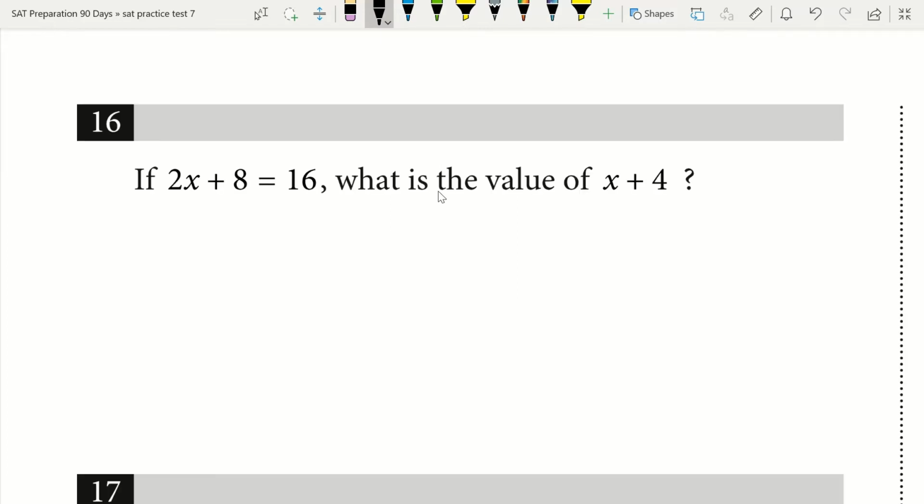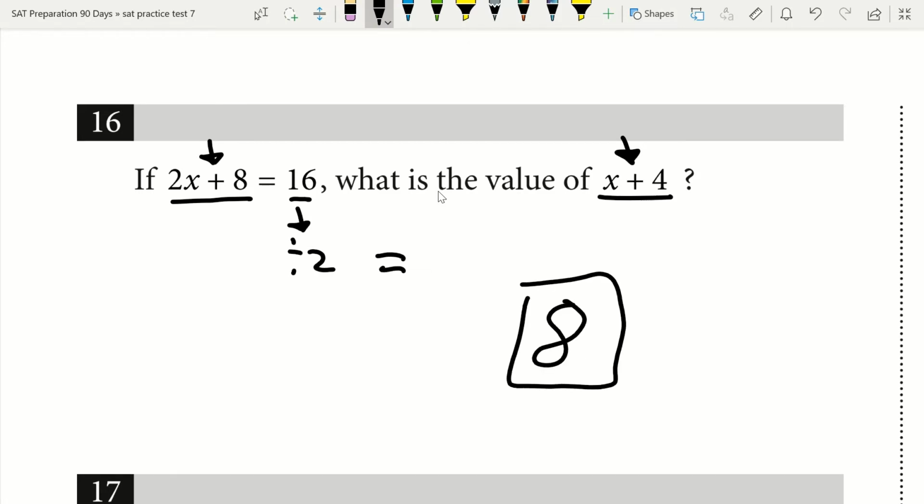Alright, so I've got an SAT math trick for you, and I'm going to show you using two different problems today from SAT Practice Test 7. If we take a look at question 16, it says if 2x plus 8 equals 16, what's the value of x plus 4? So the trick here is understanding ratios. If we see we have 2x plus 8, I know immediately that if I divide that by 2, I'm going to get x plus 4. So if I divide 2x plus 8 by 2, I get x plus 4. So what I do then is I take 16 and divide it by 2 to get my answer, which will be 8.